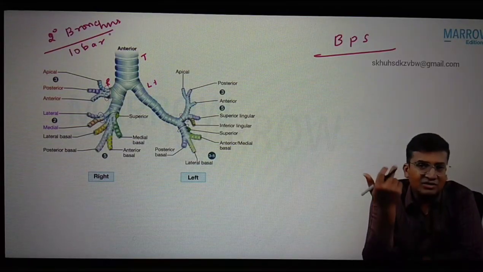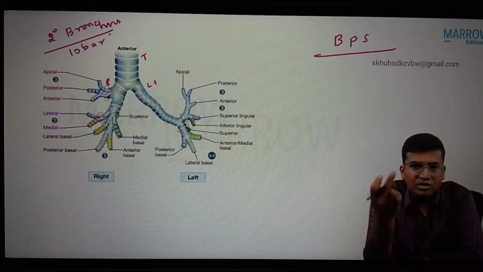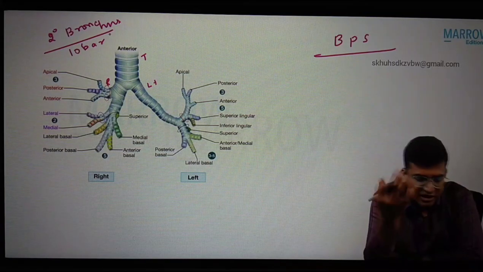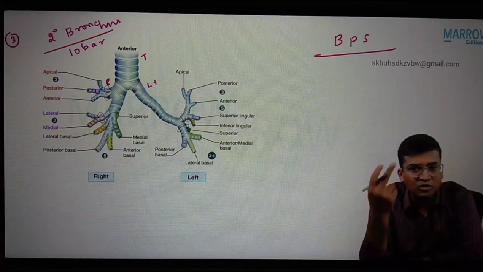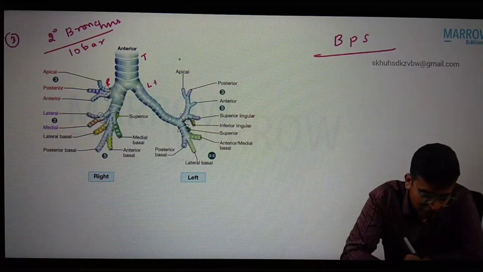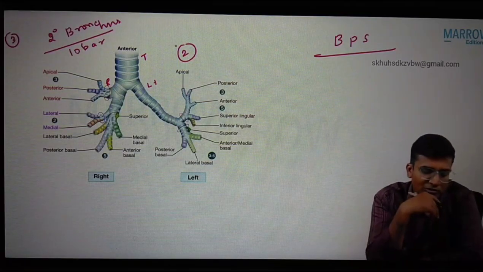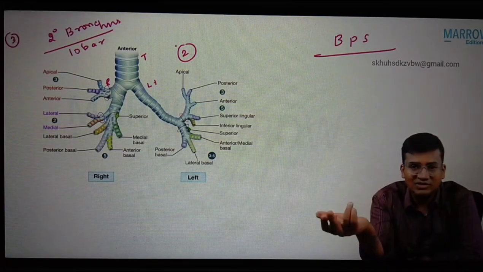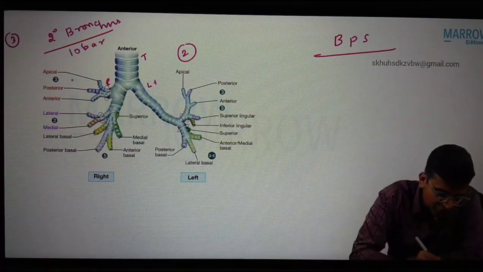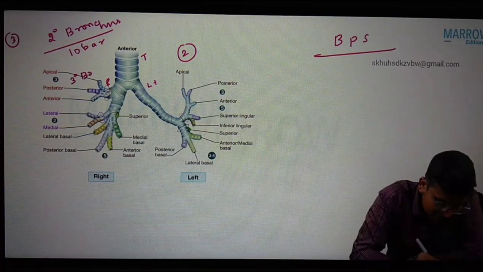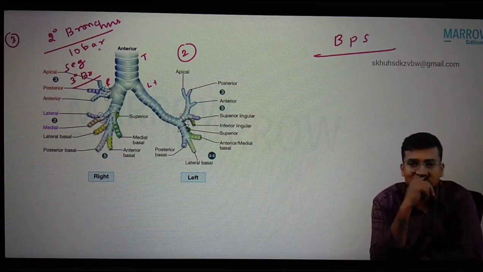Right side, right lung, we have 3 lobes, upper lobe, middle lobe and lower lobe. So we have 3 lobar bronchus for the right side. Left side, we have only 2 lobes, upper lobe and the lower lobe. So we have 2 lobar bronchus for the left side. Now these lobar bronchus in turn divide into tertiary bronchus. Now tertiary bronchus is also known as segmental bronchus.